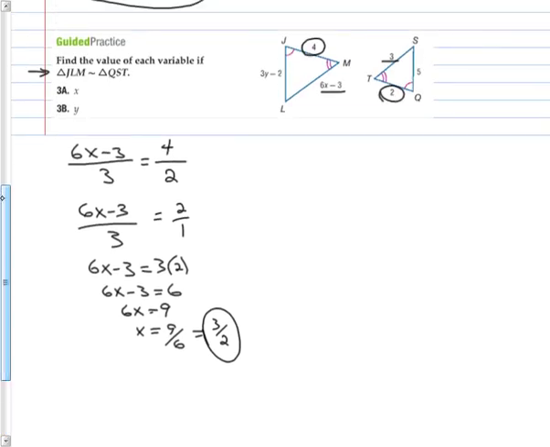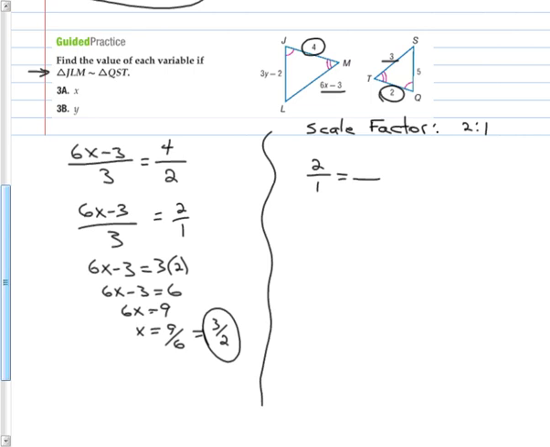Now let me do the second part, how I usually approach them. The very first thing I look for when I have two similar figures is what is the scale factor? Now we did that. We figured out the scale factor was 2 to 1, going from left to right. So I start with my scale factor and say any other measure of length going from left to right must be in this ratio of 2 to 1.